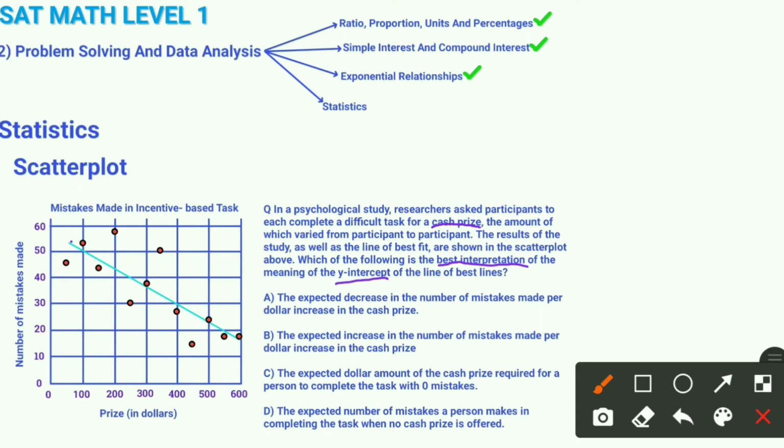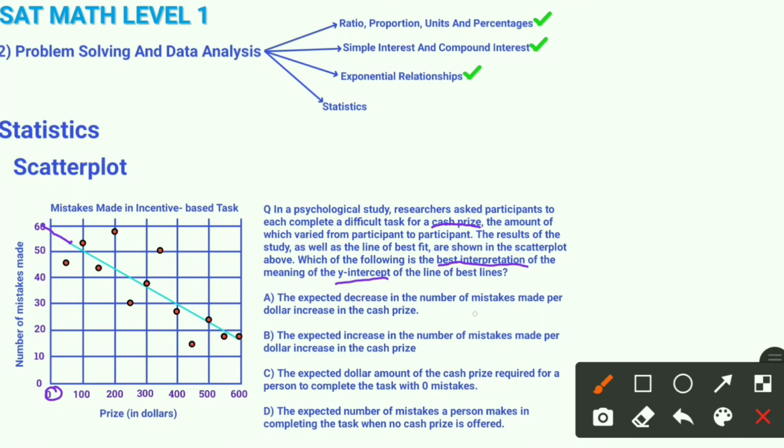Okay, what does this mean? If the line crosses the y-intercept, then the y-intercept means that he will get 0 prize in dollars if he made 60 mistakes. So which of the following options are correct?